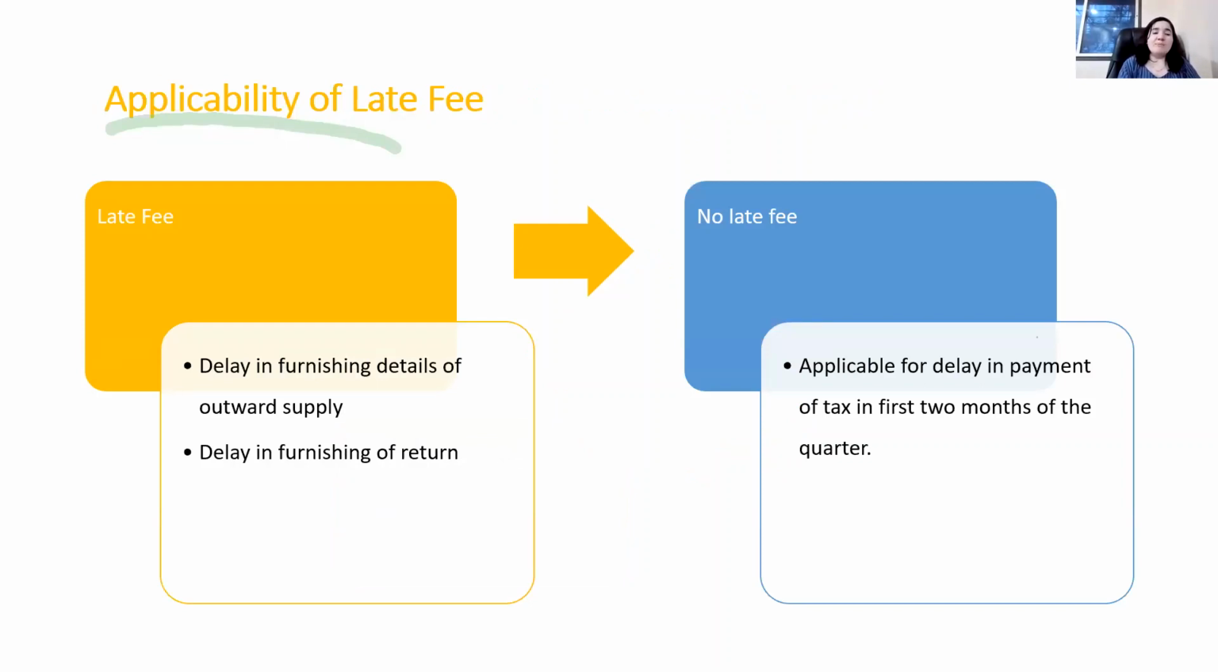Now, late fee. Late fee will be applicable in case of delay in furnishing of the outward supply and delay in furnishing of the return. So late fee is applicable only if there is a delay in furnishing of GSTR-1 and GSTR-3B, one can say. There is no late fee applicable in case of delay in payment of tax for the first 2 months of the quarter. That means in case of delay in payment of tax, there is no late fee, because for the first 2 months a return is not applicable. Hence, if the liability for the first 2 months is delayed in being paid, the late fee is not applicable. But in the third month, it becomes applicable, because your return will get delayed on account of payment. Once you pay, only then are you allowed to file the return, and hence automatically the return will get delayed and late fee will become applicable. So this is about the scheme.